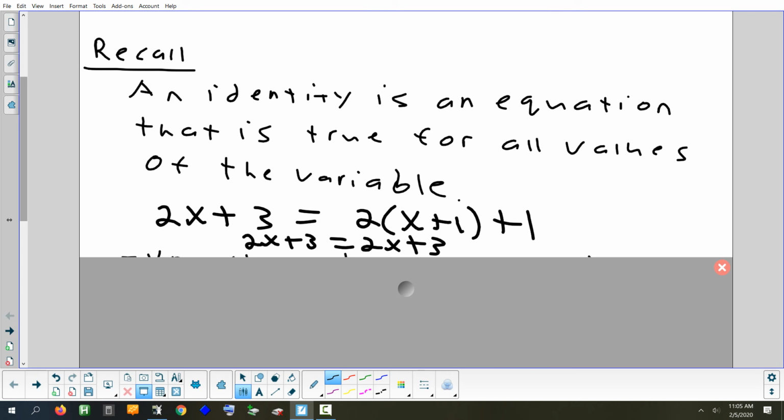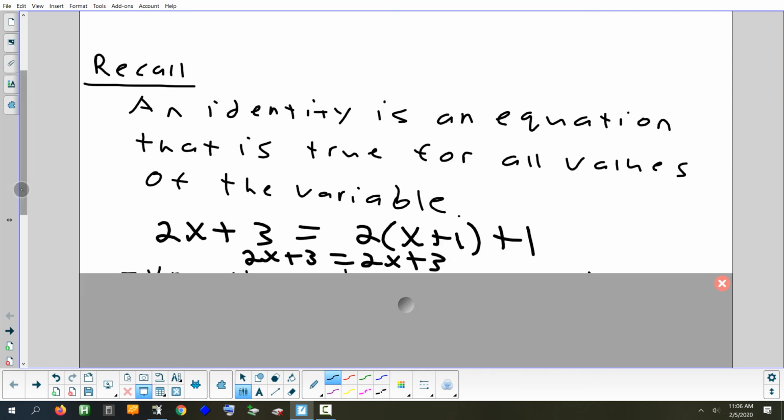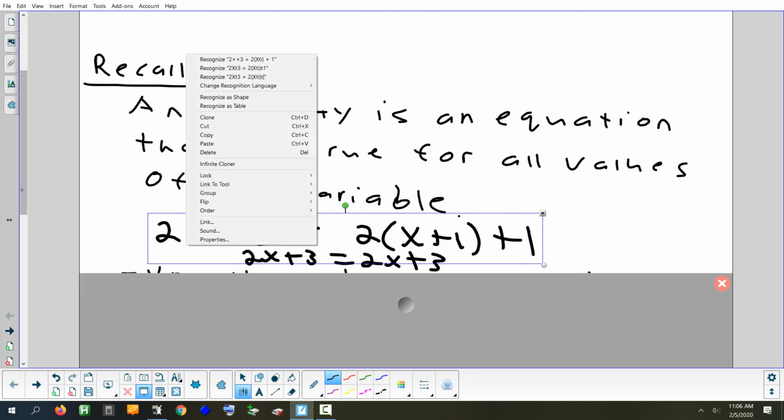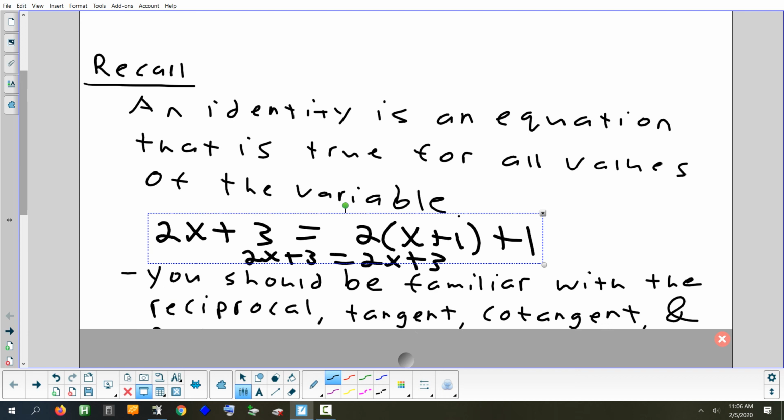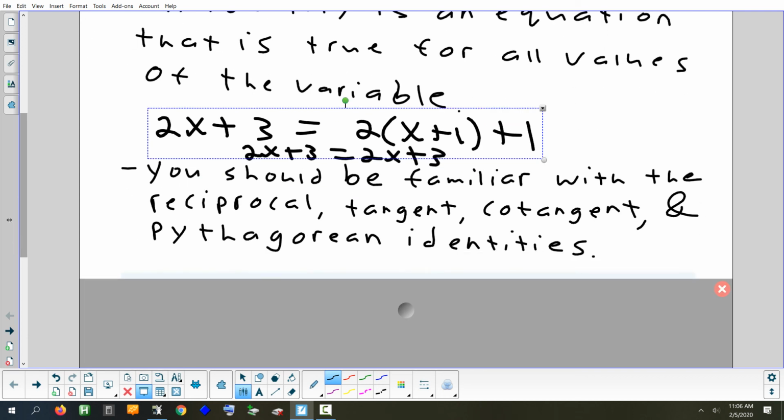That's an algebraic identity. What we're going to be looking at are trig identities. Formulas that have trig in them that always work. Doesn't matter what angle you plug into the formula. It works for any angle, just like this equation works for any number. So you should be familiar with some of these basic identities.